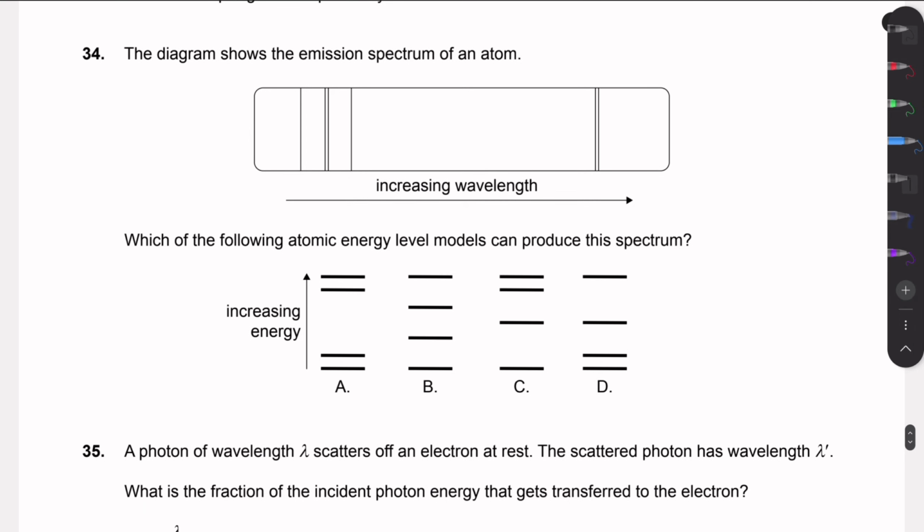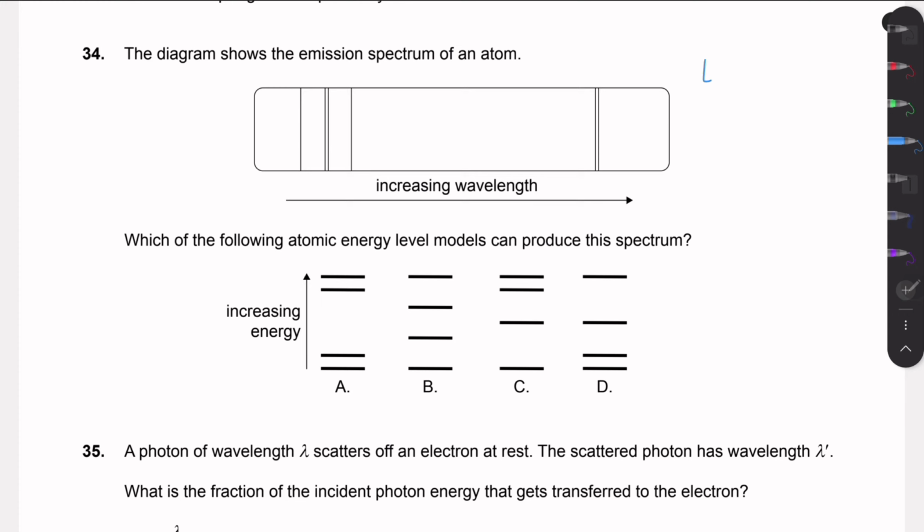And then in question 34, we're given an emission spectrum, and we're asked which of the following is the atomic energy levels that produce this spectrum. Well, what we need to know about these spectra is that they show the energy levels of our atom, and electrons can be transferred in between these energy levels, not in between them. So we cannot have an electron on this level dropping here, because what's here? Nothing. It cannot just drop to nothing, so it has to drop to some other level. It always has to drop between levels.